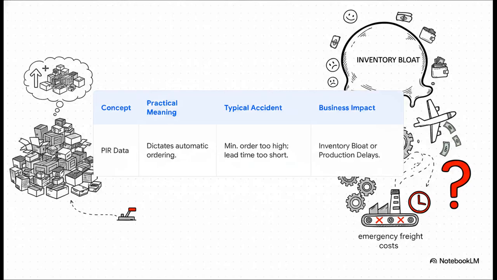But this is where one tiny little data field can have a massive, massive financial impact. So let's say someone accidentally sets the minimum order quantity way too high in the PIR. Well, the system, it's just following its rules, right? It's going to start ordering huge batches you don't need, leading to what we call inventory bloat. Or, even worse, set the lead time too short. Now the system thinks parts arrive way faster than they really do, causing constant production stoppages and literally millions in emergency freight costs. It's such a tiny lever with absolutely huge consequences.